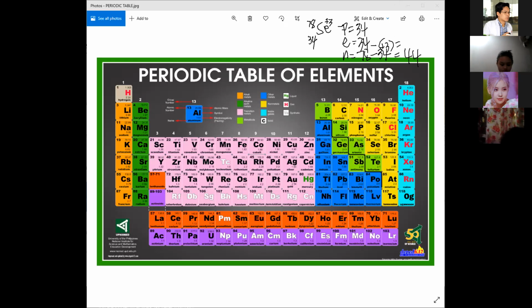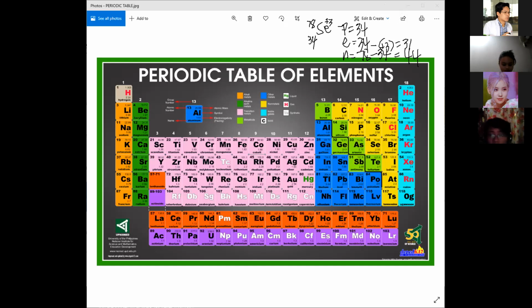The result is, Robbie? 34 minus positive 3. 31. 31, correct. It's 31. It is deducted. So, if this element is a cation, it has 34 protons, 31 electrons, and 44 neutrons. Again, it has more protons than electrons. Therefore, it is considered as a cation.